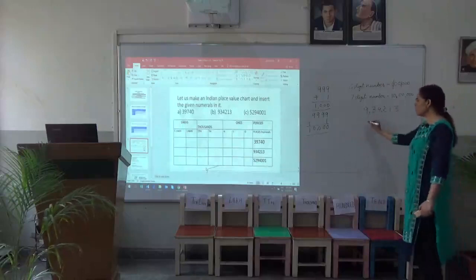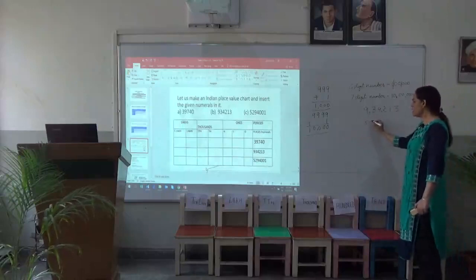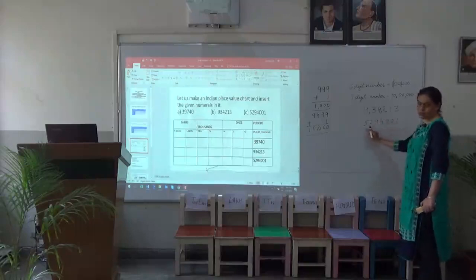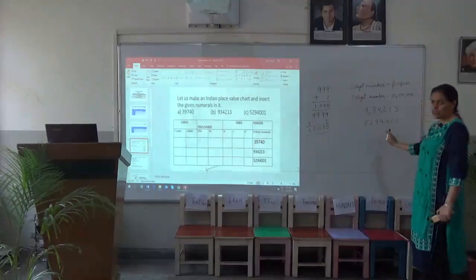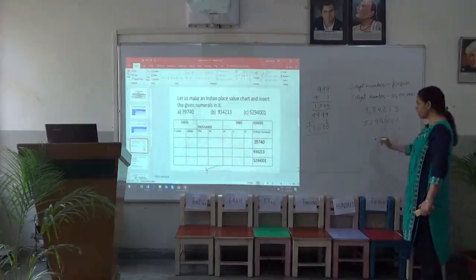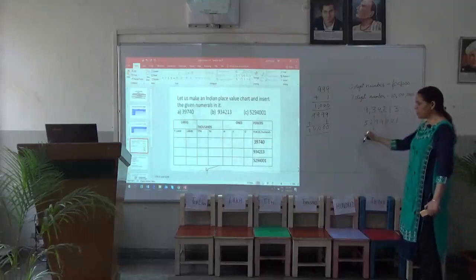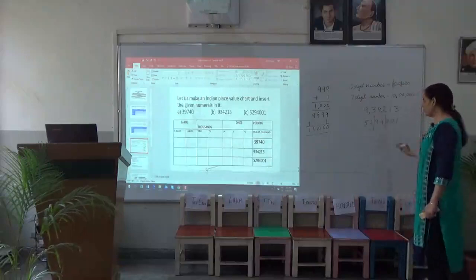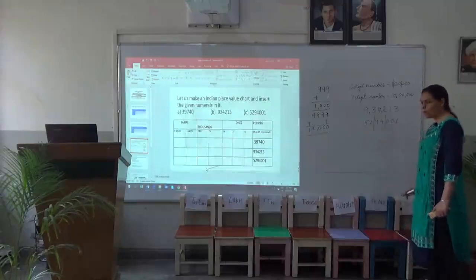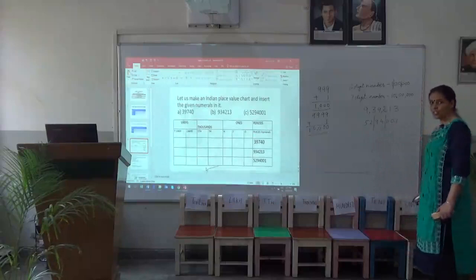Let's see the next number. It is 1, 5, 2, 9, 4, 0, 1. Count the number of digits. 1, 2, 3, 4, 5, 6, 7. How many digits can you see? 7 digits. So this is your hundreds family. Let's bifurcate. This is your thousands family and this is your lakhs family. Here it has got 3 members, 2 members and 2 members. Wow, the whole family is a complete family. It's a 7 digit number.